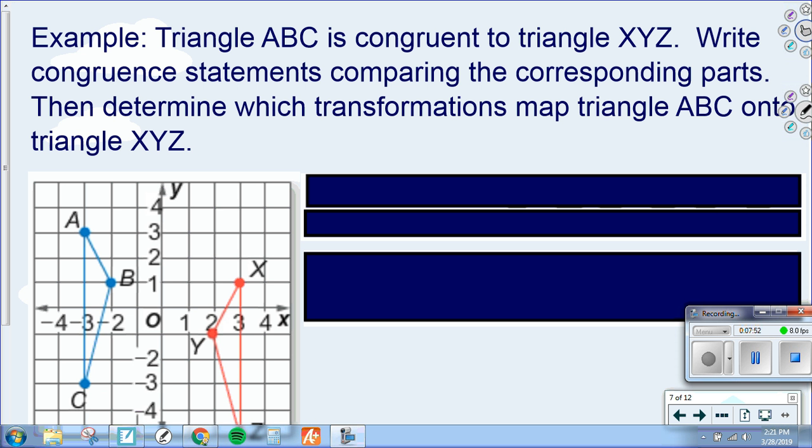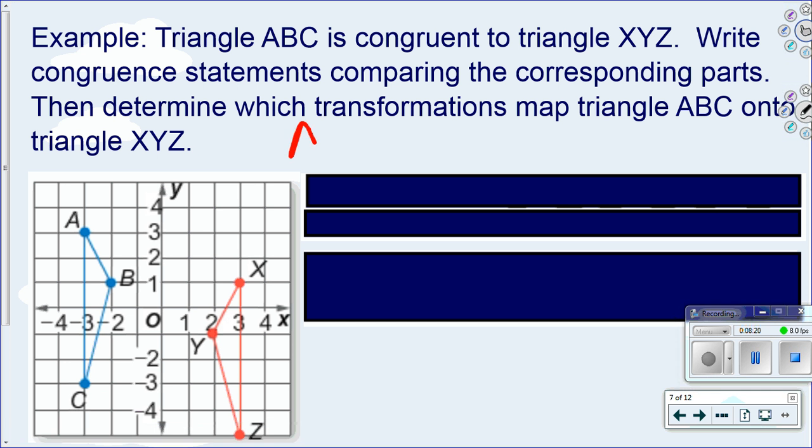Okay, so I could go through this coordinate plane. I could count how many jumps for each side line. I could use the distance formula for my diagonal lines to find the length of each side to see which ones are congruent. I can do all of that. Or I can do it the easy way. Do you guys know how to do it the easy way? We talked about it in the beginning of the block. Yes, you did. We have triangle ABC is congruent to triangle XYZ.